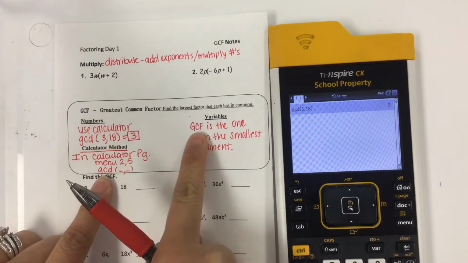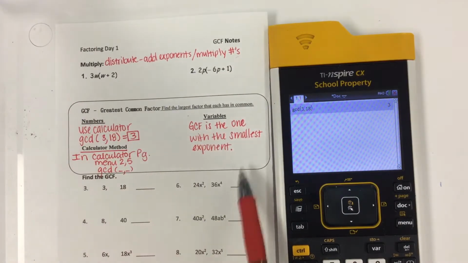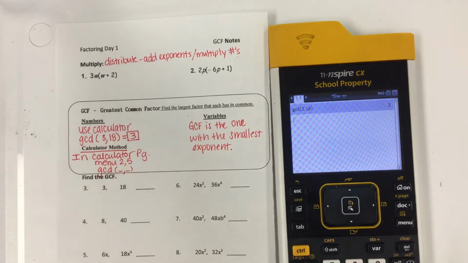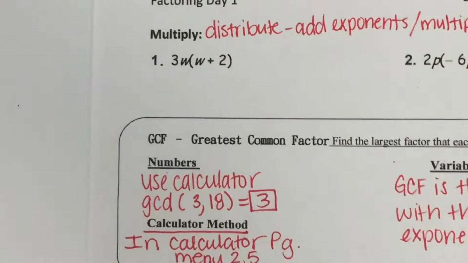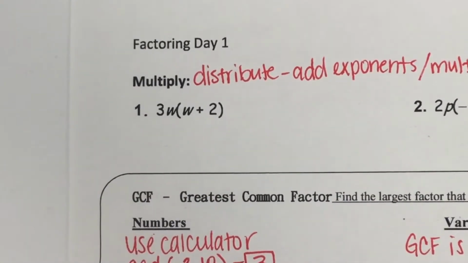For variables, we're going to find the GCF. It's the one with the smallest exponent. So make sure you write that down. Let's go ahead and do examples 1 and 2. On examples 1 and 2, you're going to do exactly what we just finished learning.